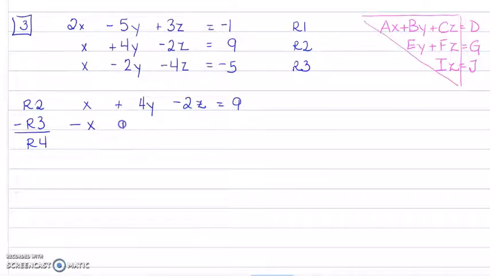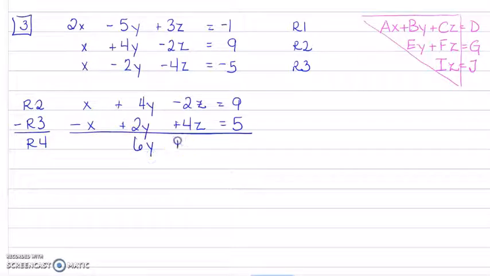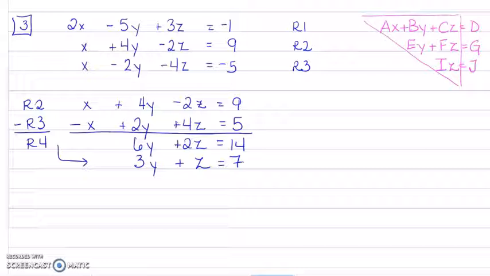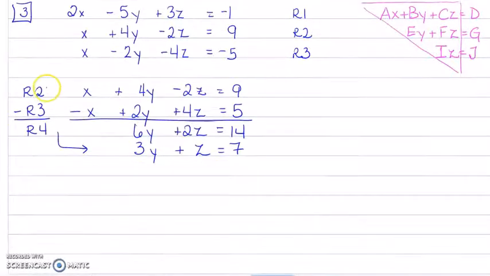And then if I'm subtracting row 3, then I'm going to combine them. This eliminates x. Now I have 6y plus 2z equals 14. But I see here I can divide a 2 out, so I'm going to do that. And then my row 4 is actually going to be 3y plus z equals 7. So I used row 2 and 3. I haven't used row 1 yet.